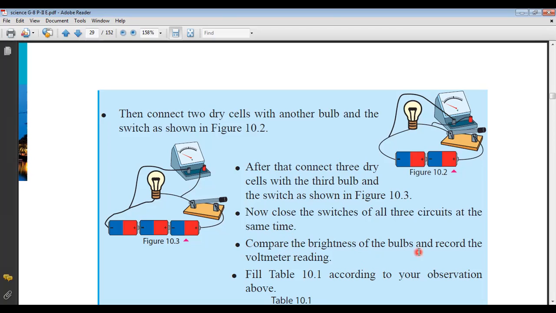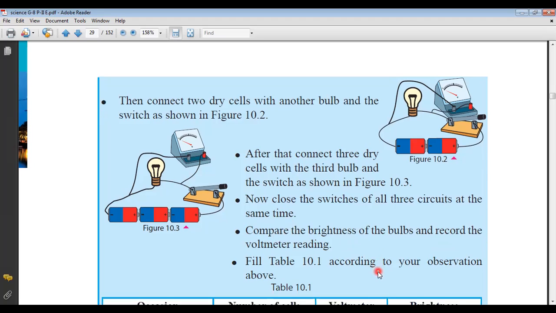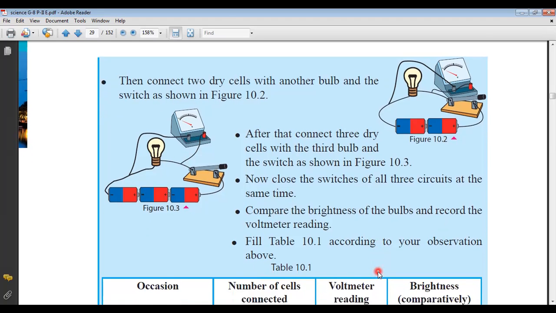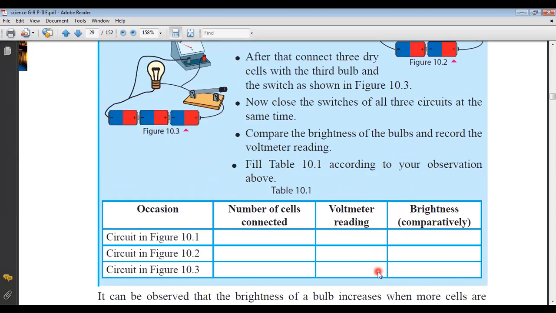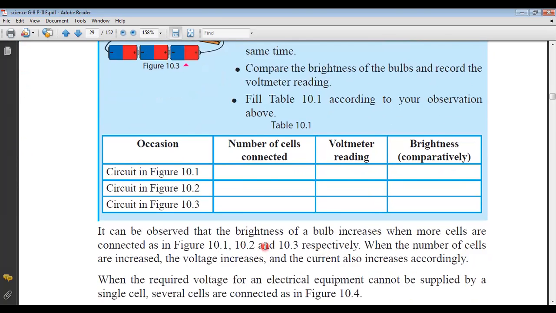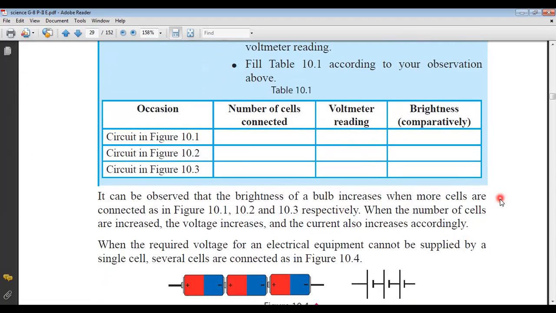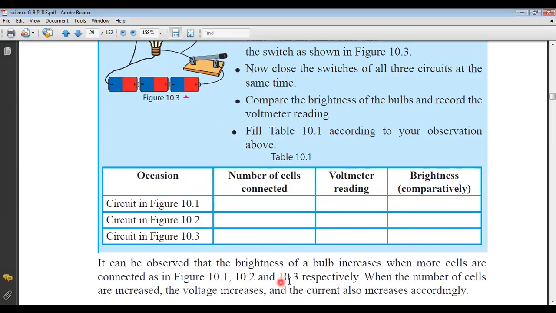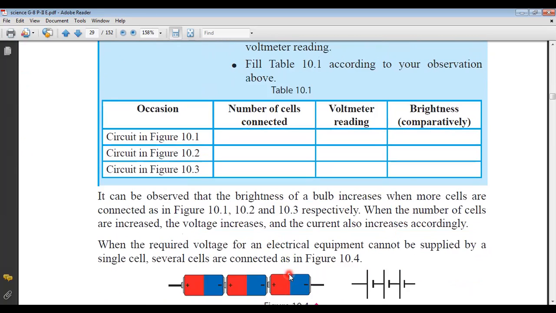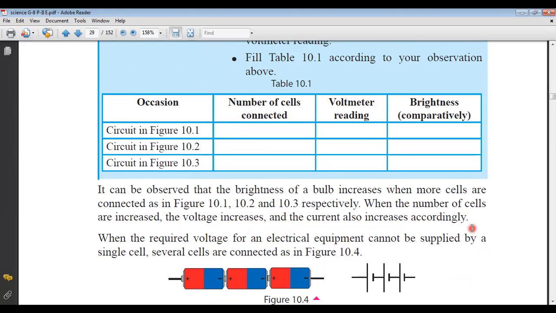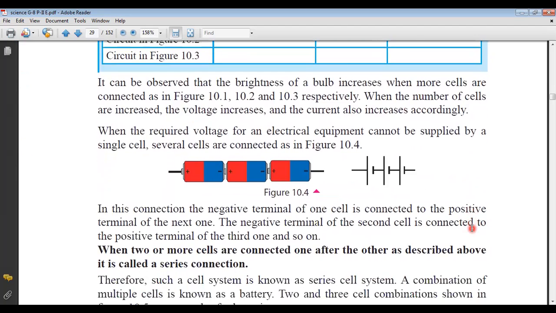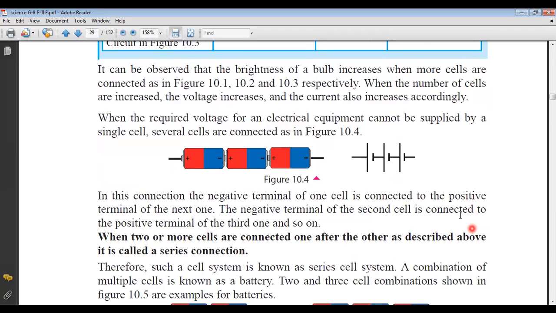Compare the brightness of the bulb and record the voltmeter reading. It can be observed that the brightness of the bulb increases when more cells are connected, as in figures 10.1, 10.2 and 10.3. When you connect more cells, the brightness of the bulb also increases. When the number of cells is increased, the voltage increases and the current also increases accordingly.